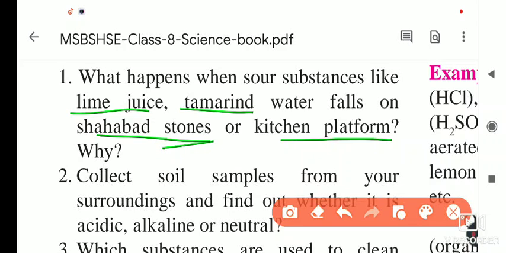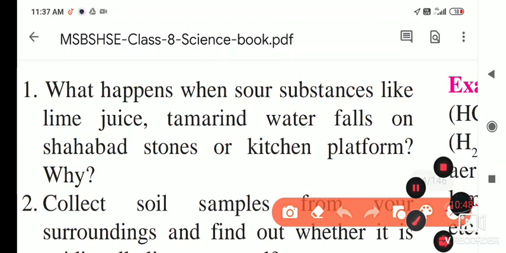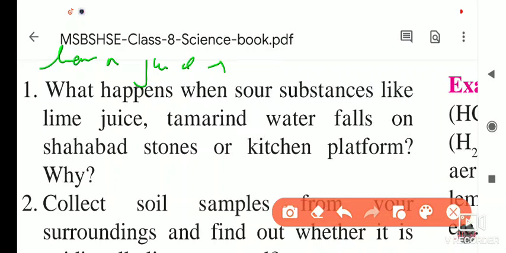When this lime juice falls on Shahabadi tiles, which contain calcium carbonate, that is CaCO3, okay, Shahabadi tiles are nothing but CaCO3. When lime juice or tamarind juice falls on this, then what happens? The reaction takes place between lemon juice and calcium carbonate. Here I will write upside. Lemon juice falls on the Shahabadi tiles, that is CaCO3. Then what does it form? Sodium citrate.